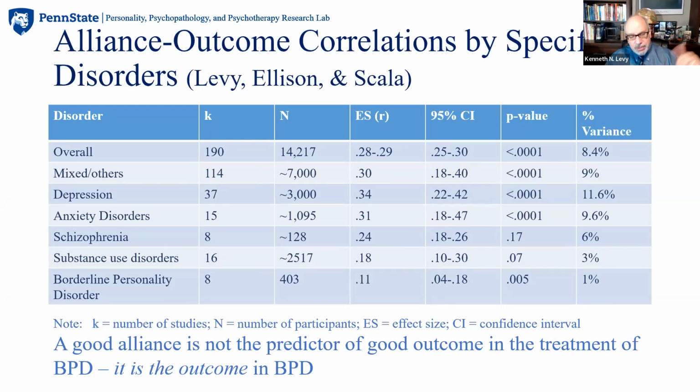And although it was only a small number of studies that we were able to include, you can see down at the very bottom, 8 studies, the effect size was actually quite small, and only 1% of the variance was predicted by therapeutic alliance. The reason we think that is the case is that therapeutic alliance is typically measured early in therapy, like the 3rd session. For BPD, we don't think that that's necessarily the predictor of outcome. We actually think that a good alliance is the outcome.